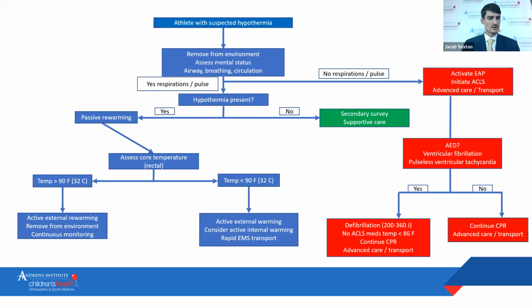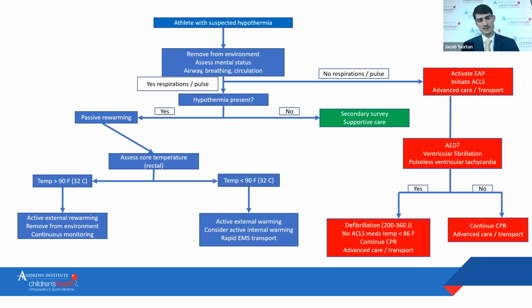Well, if they do have a respiration and pulse, then you go down to the hypothermia. Is it present? Yes or no? If there's no evidence of hypothermia, you just kind of let them actively rewarm, let them have supportive care, and just do a secondary survey at that time. But if there is hypothermia present, then you're going to go through passive rewarming and assess that core rectal temperature. If it's evidence of mild hypothermia, then again, like we talked about, you want to let them passively rewarm and shiver themselves back to normal.